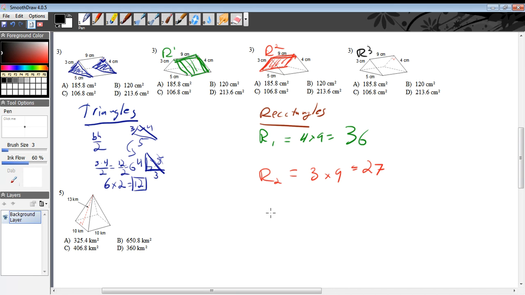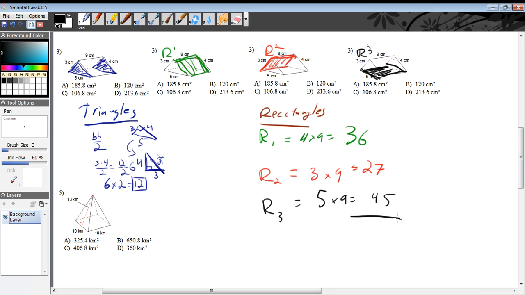And finally, rectangle 3 is this one on the bottom, the last rectangle that we have not done, which is going to be 5 by 9, which is equal to 45.